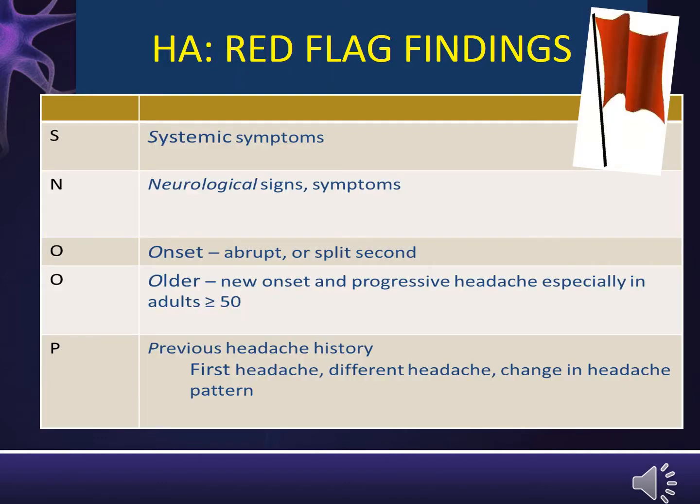SNOOP is an acronym used to report red flag findings. First, are there systemic symptoms? Does a patient have a fever? Are they vomiting? Neurologic signs and symptoms such as papilledema, cranial nerve palsies, muscle weakness. Was the onset abrupt or split second? Is this the worst headache of their life? Are they older? Is this a new onset headache, especially for adults over the age of 50? And then previous headache history. Is this their first headache? Is this different from previous headaches or a change in the pattern of their headaches?